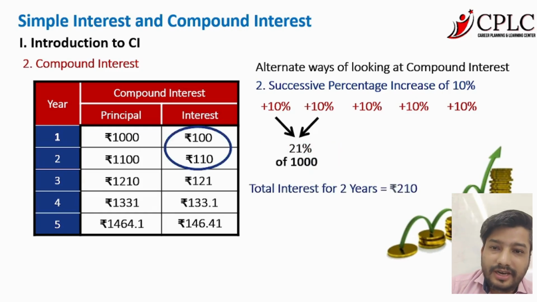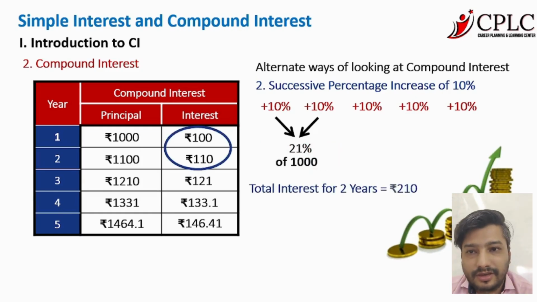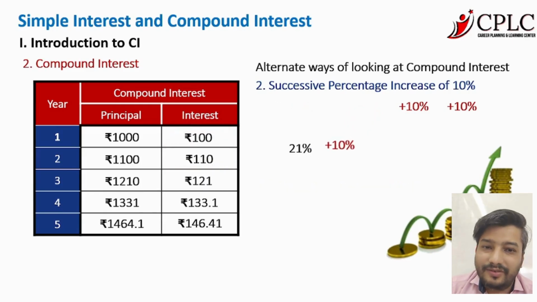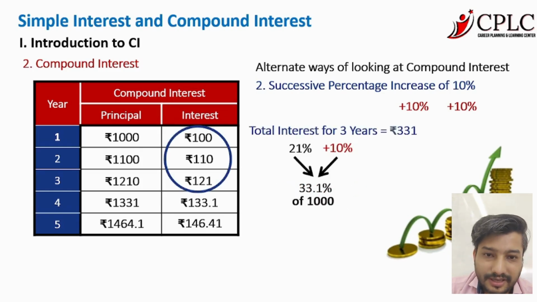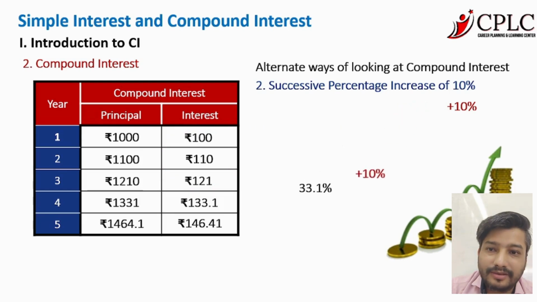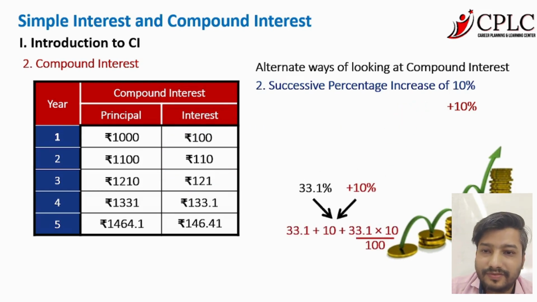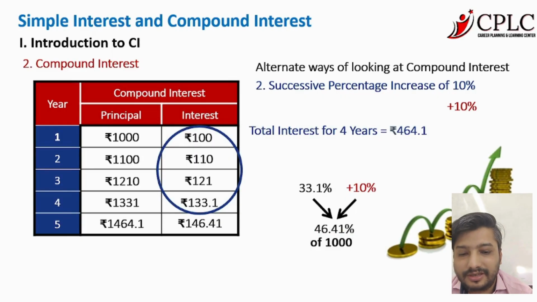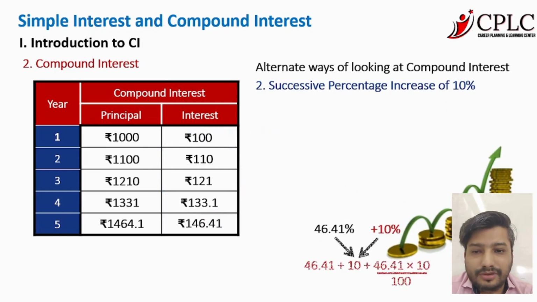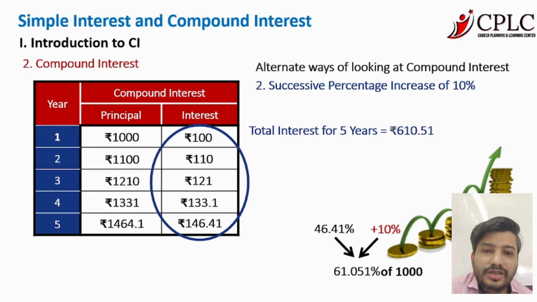So 21 is the net change for the first 2 years. Similarly, you can continue doing that. So 21 plus 10, again if you do the successive substitution and calculate, you'll get 33.1%. If you do that one more time, you're going to get the final answer, which is 46.41%. And for the last number also, one more time for the fifth year. If you keep continuing that, you get a final number which gives you the total interest.